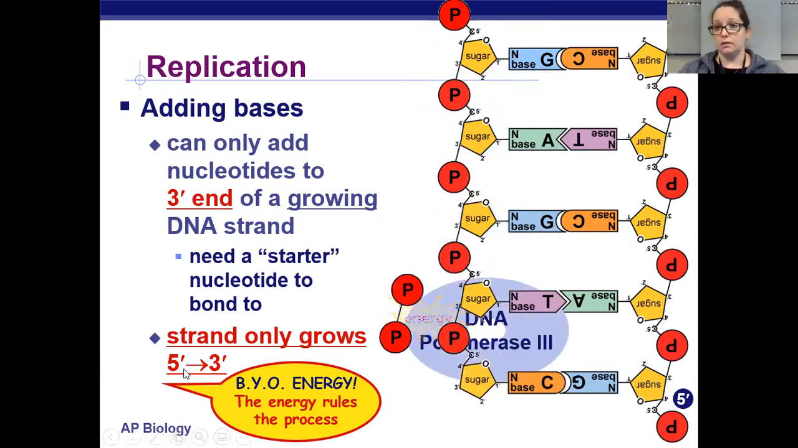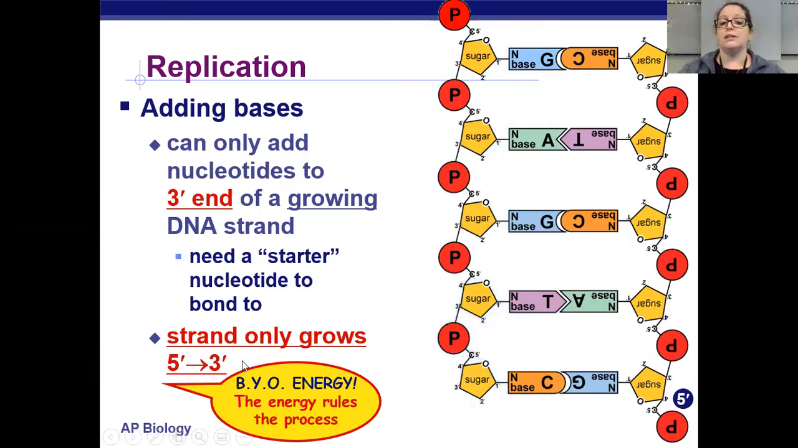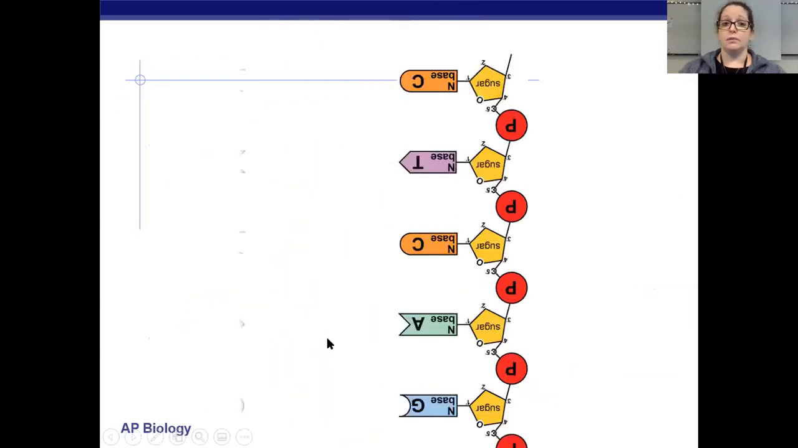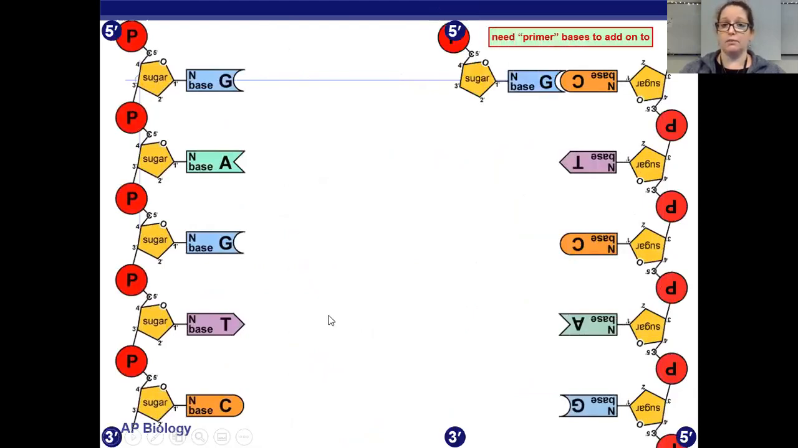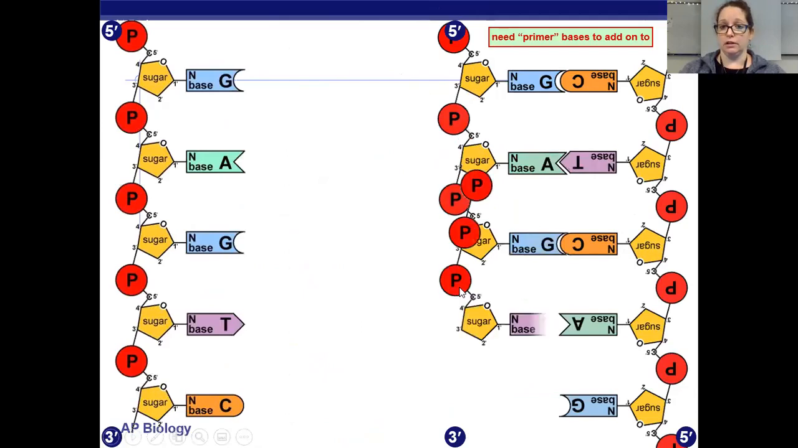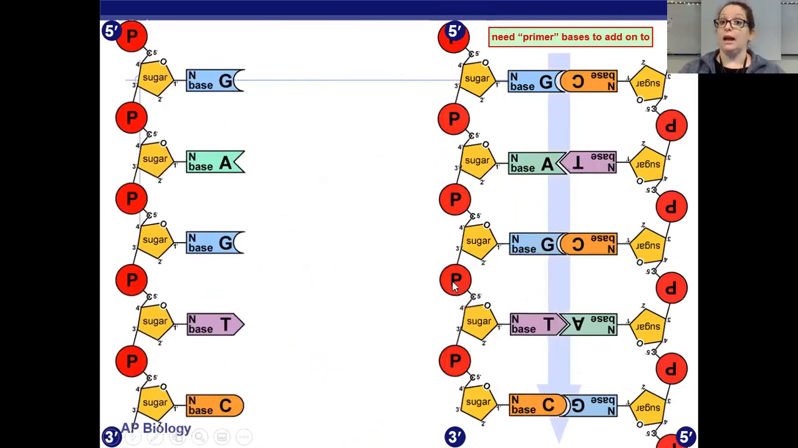Once again, I know I'm beating a dead horse at this point, but it is super important that you understand that it can only grow in the 5' to 3' direction. Why is that super important? Because only one of the daughter strands is going to be growing in the 5' to 3' direction. This is called the leading strand because it can just grow straight down. See, look at it go. Boom. However, these are anti-parallel strands, which means that the other strand is going to be growing in the 3' to 5' direction.